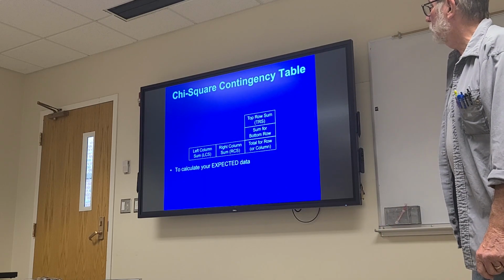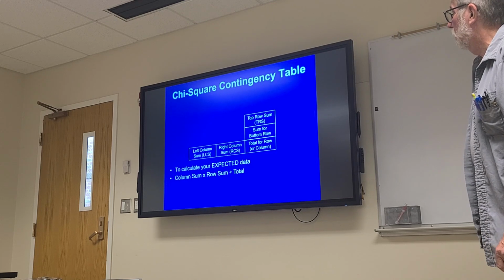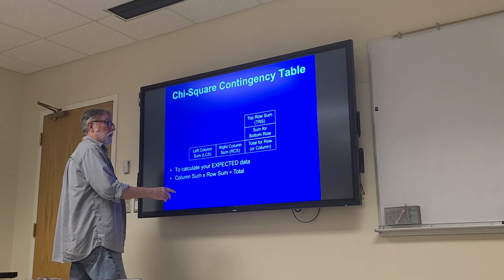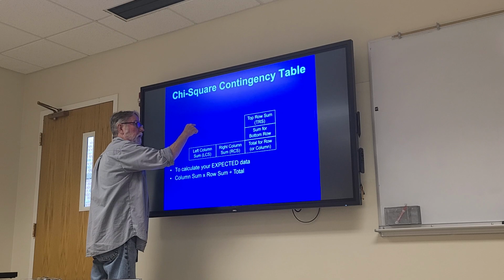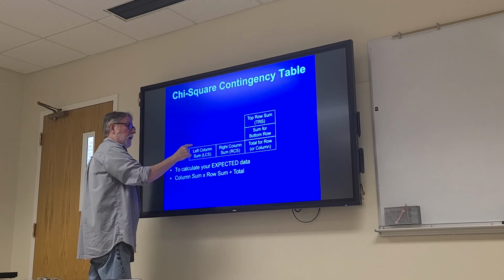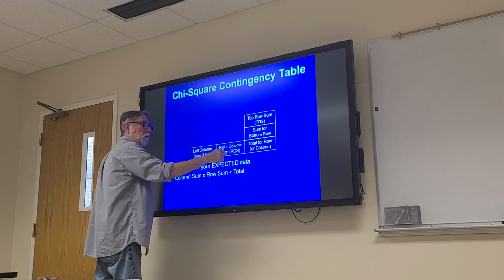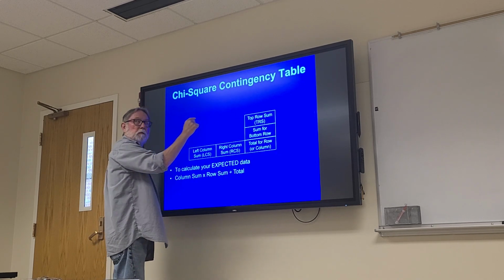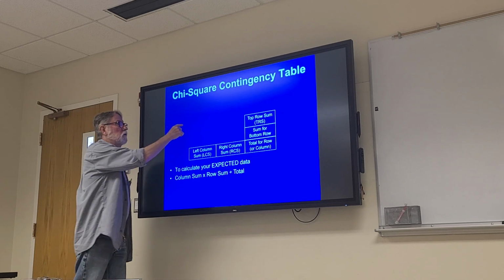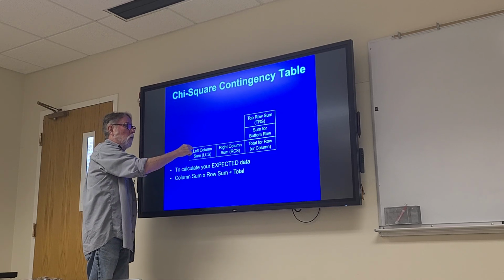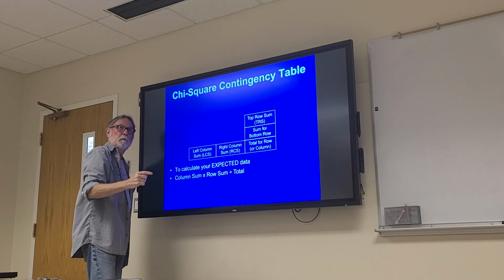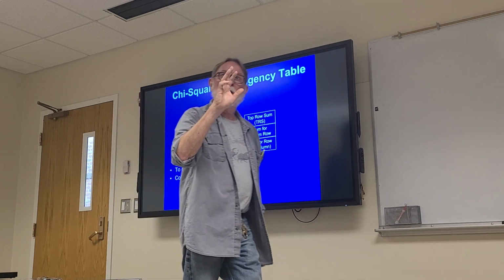To calculate your expected data, what you do is you take your sums. So the calculated data here would be I take this, multiply it by this, divide it by this. If I want this one, I take this one, multiply by that one, divide it by this. Follow what I'm doing. So any one of these squares, the expected is going to be the column sum, multiplied by the row sum for that square, and divided by the total. That's the weirdest part, get your head around that.